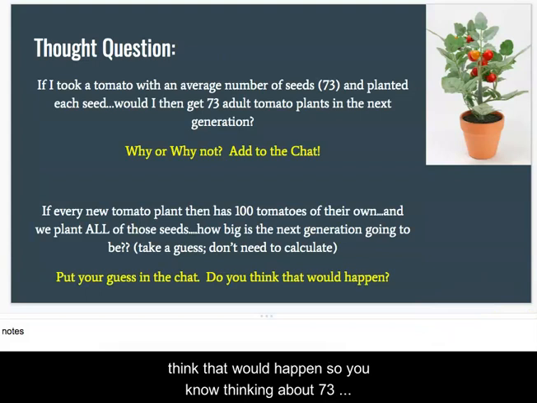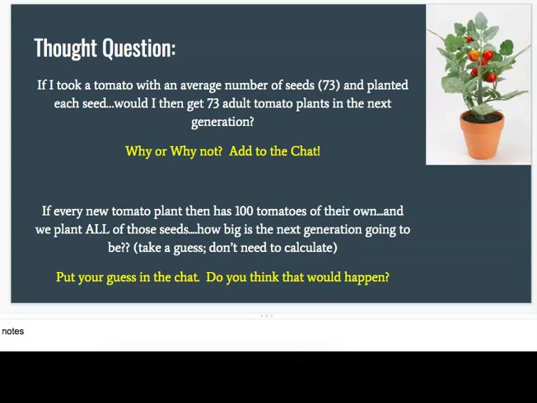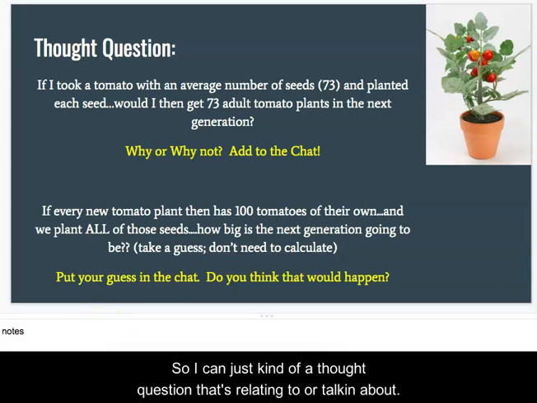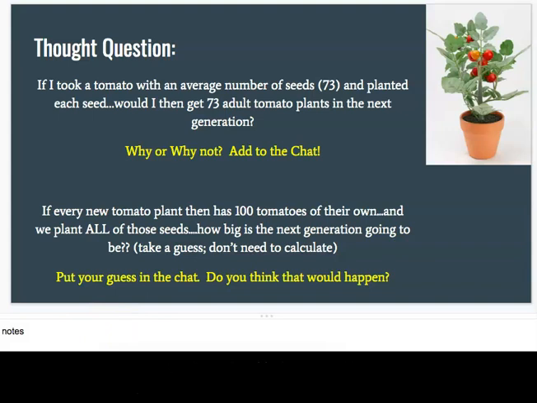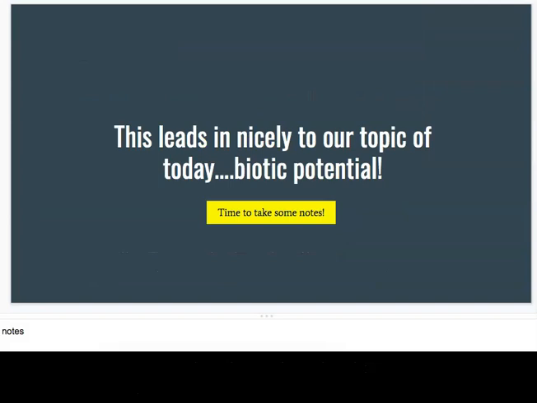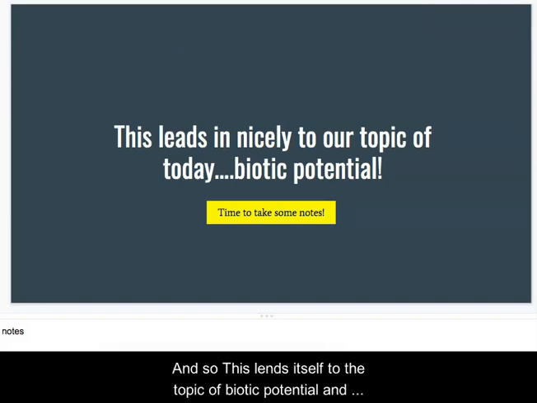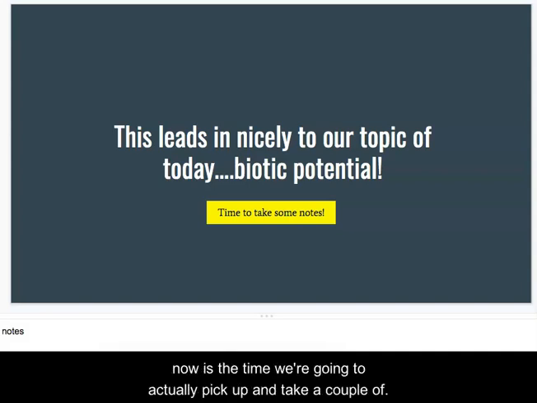So, thinking about 73 tomato plants, each and every tomato has an average of 73 seeds. You plant all of those seeds, how many tomato plants are we looking at? And does that actually happen? So again, just a thought question that's relating to what we're talking about today. And so this lends itself to the topic of biotic potential, and now is the time where we're going to pick up and take a couple of notes.